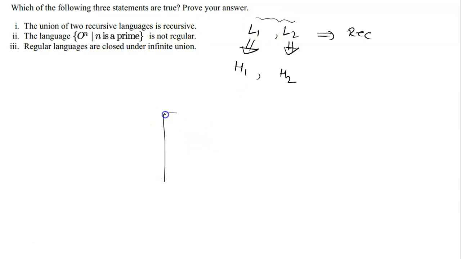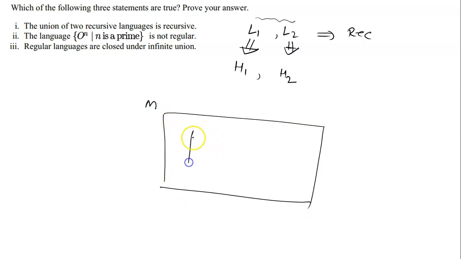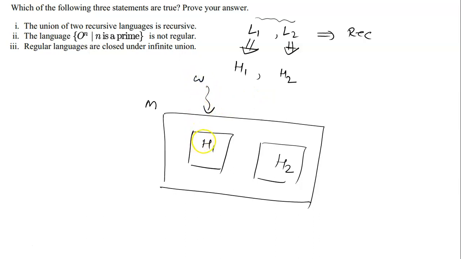What will we do? Basically, we will make a new Turing machine M. In this Turing machine, what will it do? It will run both H1 and H2. They will run in parallel. So whatever string you give, for example a string W, on this W, H1 will run and H2 will also run, in parallel. And if at least one of them accepts W, then this M will also accept.